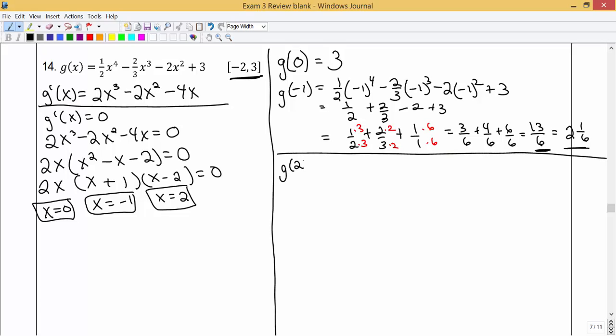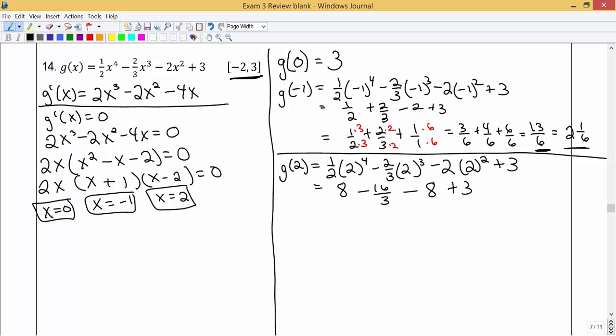Alright, then let's plug in g of 2. So that would be 1/2, 2 to the 4th, minus 2/3, 2 to the 3rd, minus 2, 2 squared plus 3. 2 to the power of 4 is 16. Then we take half of that, we get 8. 2 cubed is 8, so that's minus 16 over 3. And this is going to be -8 plus 3. So we see +8 and -8 are going to cancel each other out. So we're left with -16 over 3 plus 3.